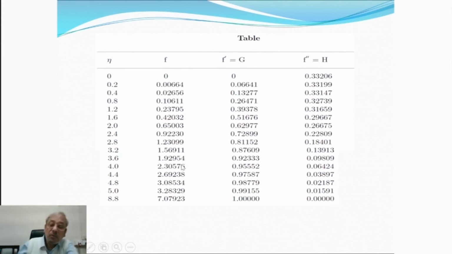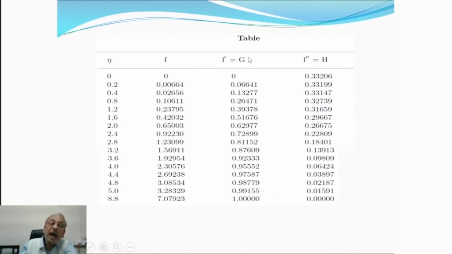And we can see that this value of H naught, which has worked well, is 0.33206. Amazing similarity with Howard's solution. So with this guess value, we have seen that we get variation of f versus eta, f prime versus eta, and f double prime versus eta.